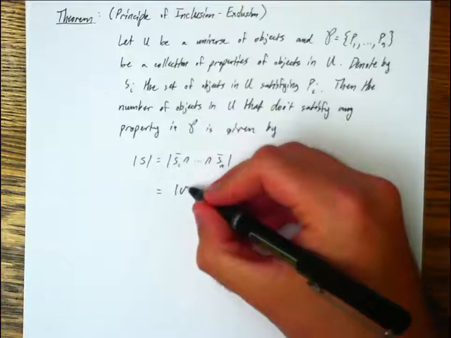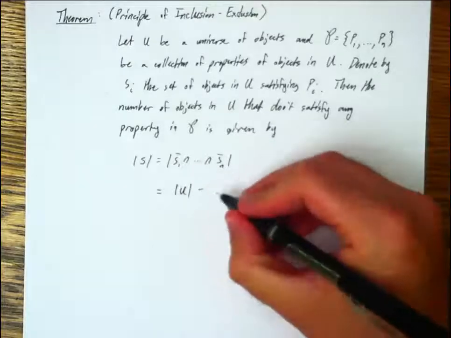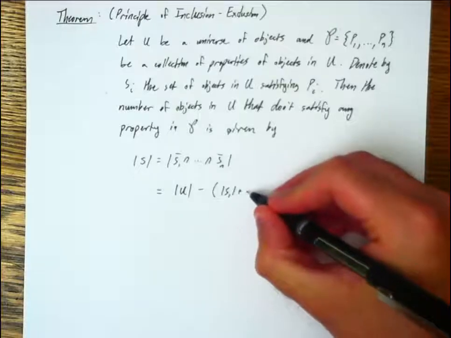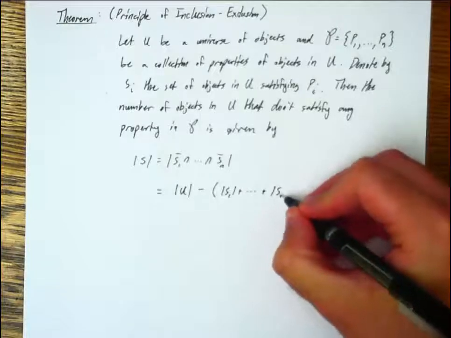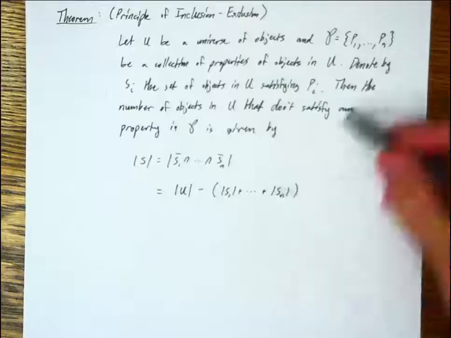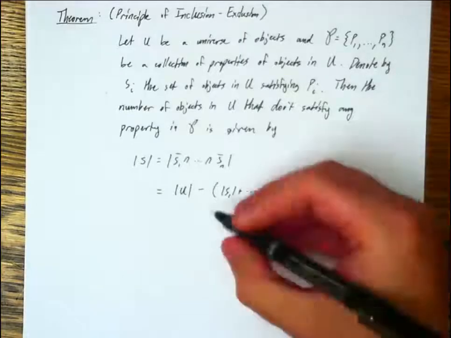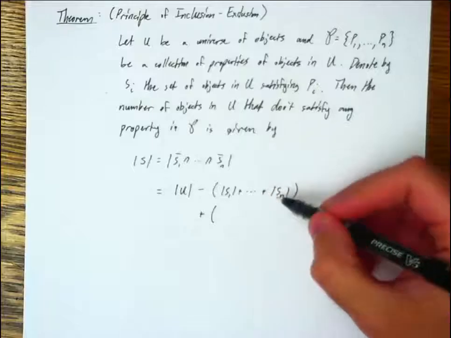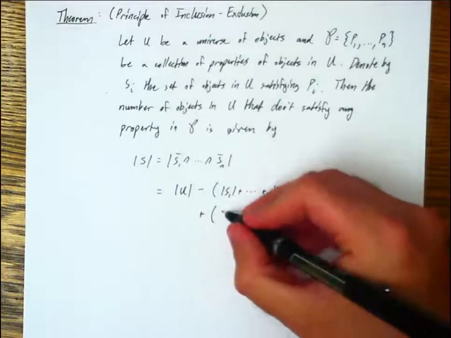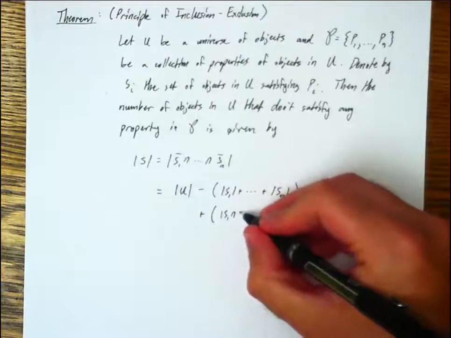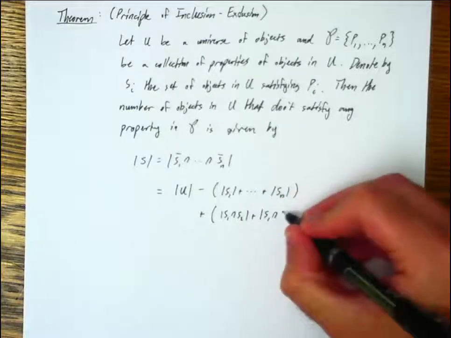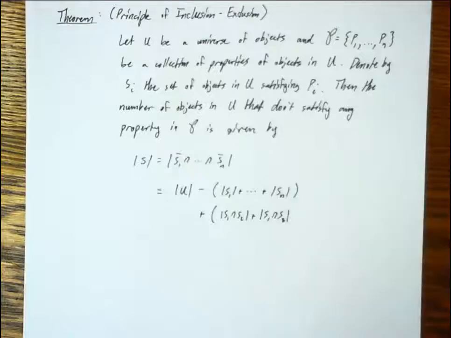We have the total number of things that we could have counted minus the sums of the singleton sets. Right? These are all the things that satisfy each property individually. And then we took out too many because there may be things that satisfy more than one property. So we have to add back in the pairwise intersections. And yes, there are going to be a lot of them.